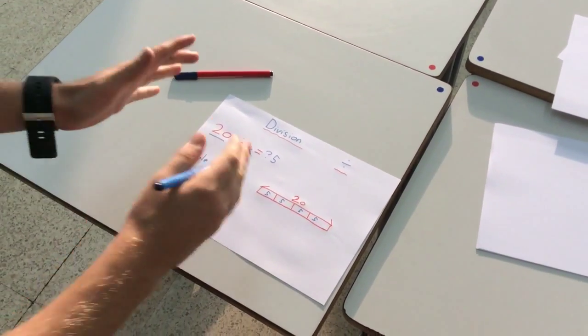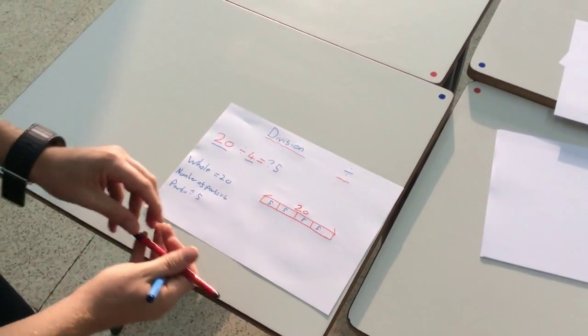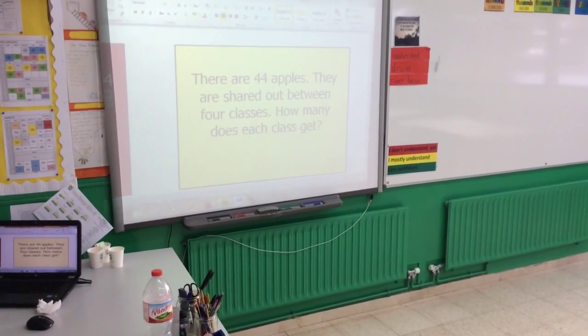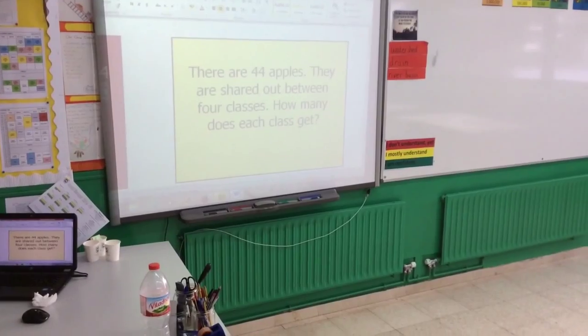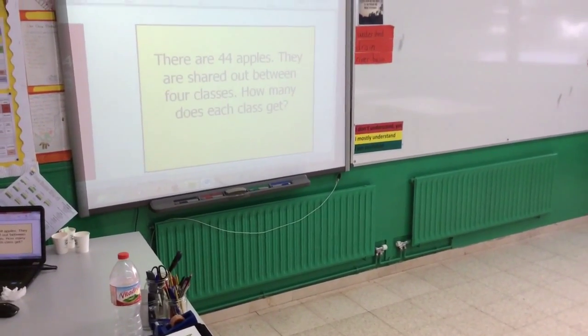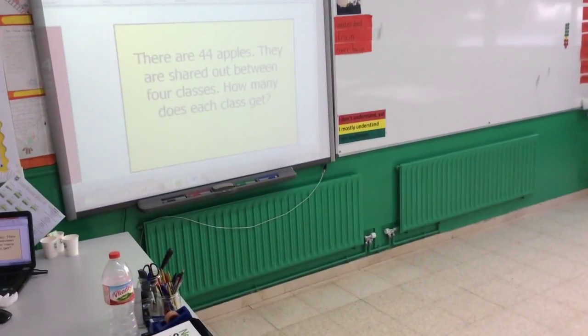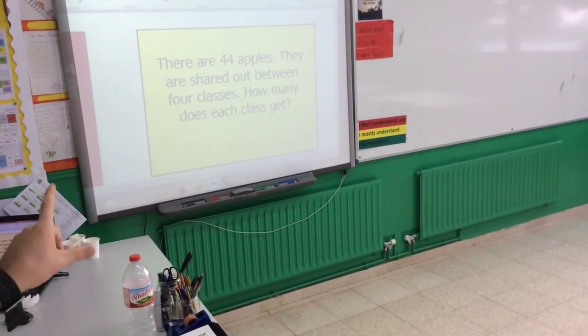Now, that's quite easy at the moment. Let's look at how we'd use it to help us solve a problem. There's one on the board. It says, there are 44 apples. They are shared out between 4 classes. How many does each class get? Now, let's look at the key numbers there: 44 apples, shared out between 4 classes.